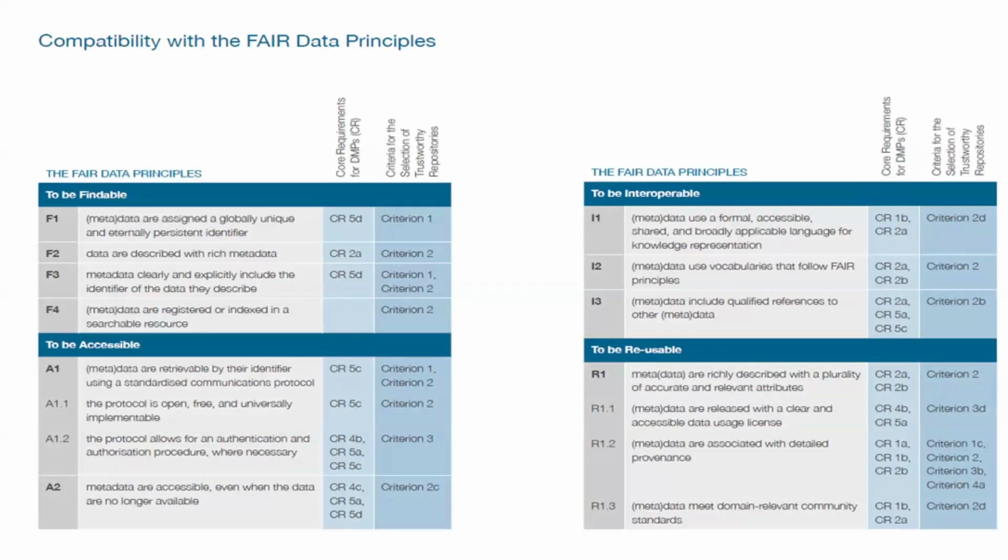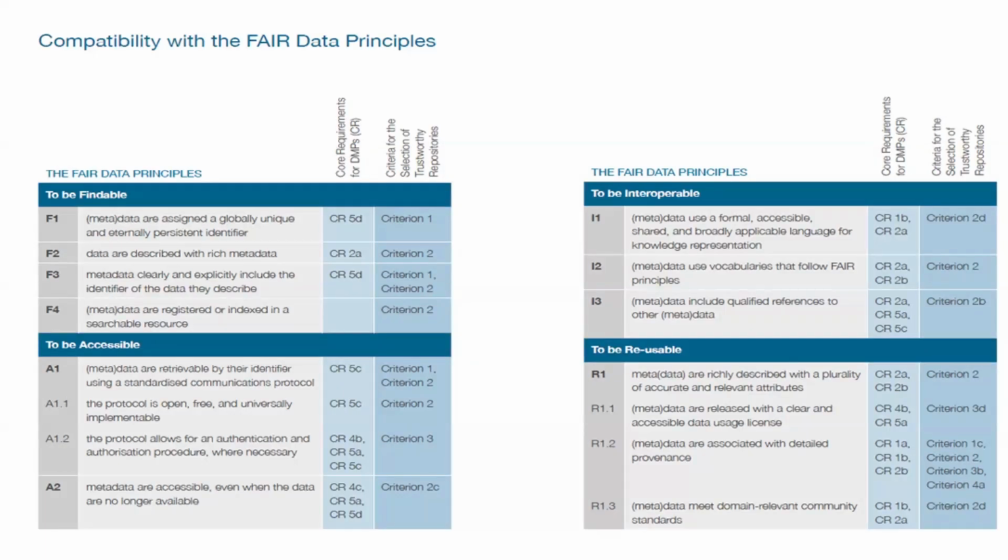Now, this diagram here shows the interaction between the core requirements that I showed you previously and the FAIR data principles. So the FAIR data principles each have their own subcategories as well. If we have a look at the left-hand side on the top, that is findability. There are 4 subcategories, F1, 2, 3, and 4. Now, for instance, F1 states that data are assigned a globally unique and eternally persistent identifier. That is a persistent link.